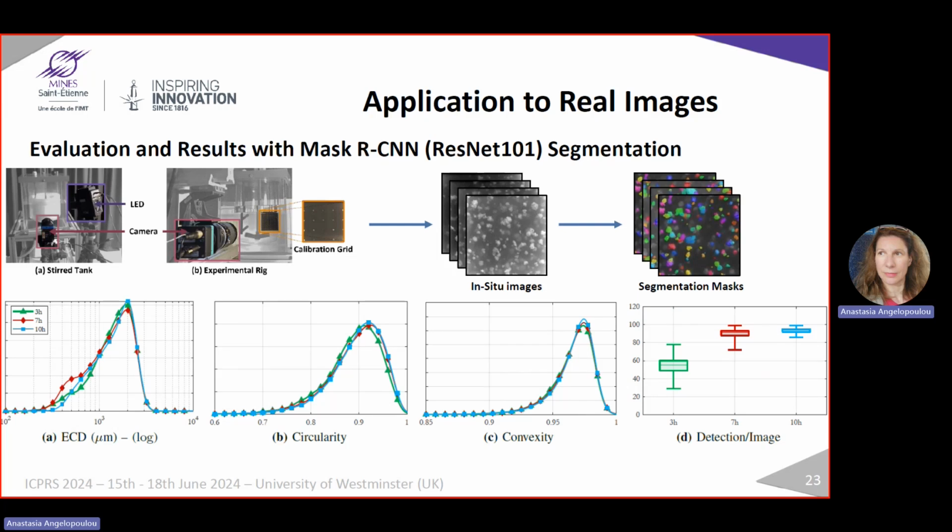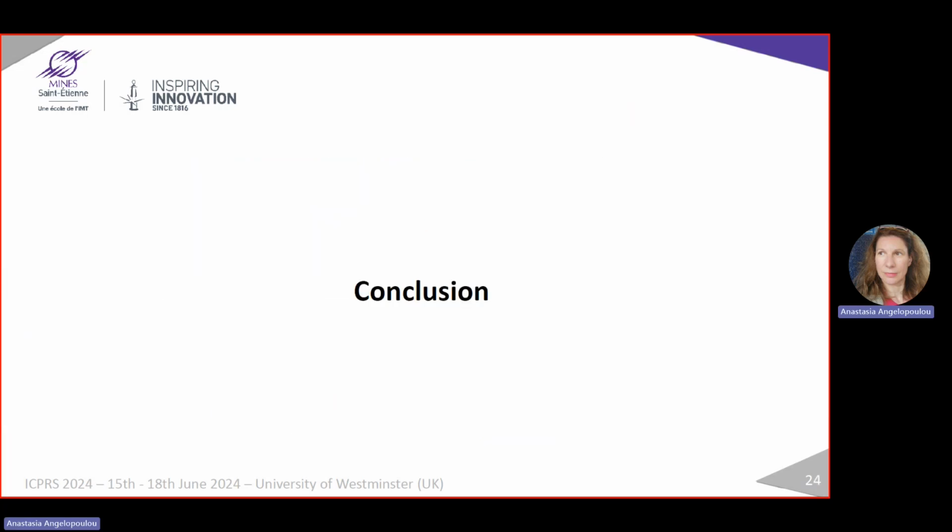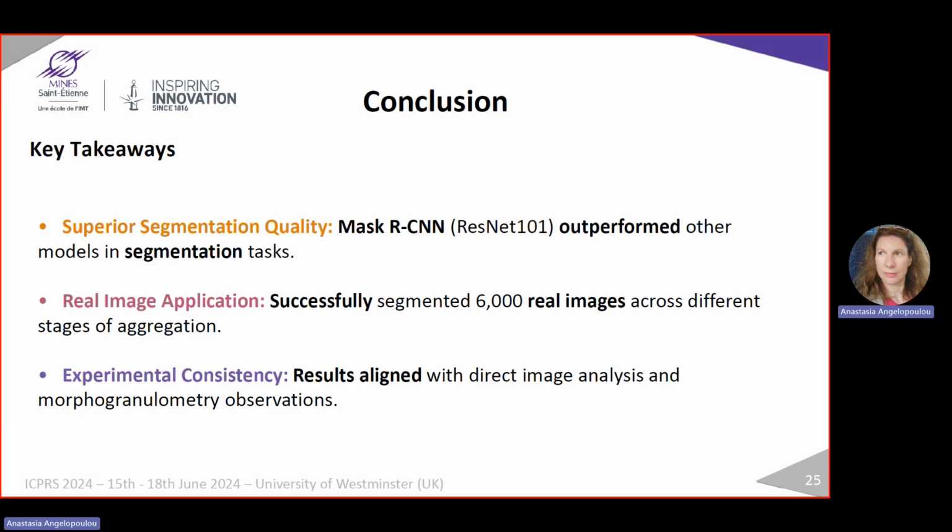One last thing. We applied our trained segmentation model to real images, and we got some results. Sadly, we really can't see any difference between the three data sets that we had. They were images taken at 3 hours, 7 hours, and 10 hours of the aggregation process. What we can see is that we don't see any difference. The good thing is that it was consistent with the observations.